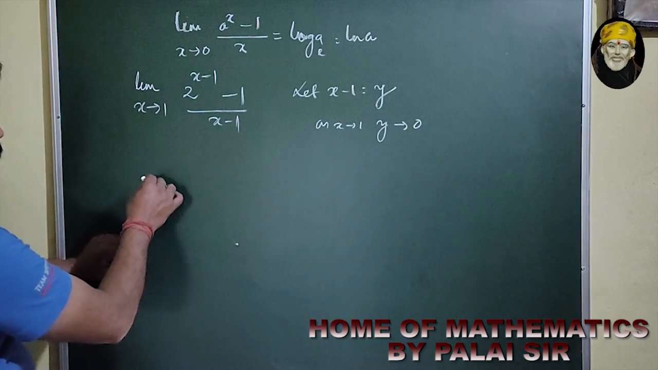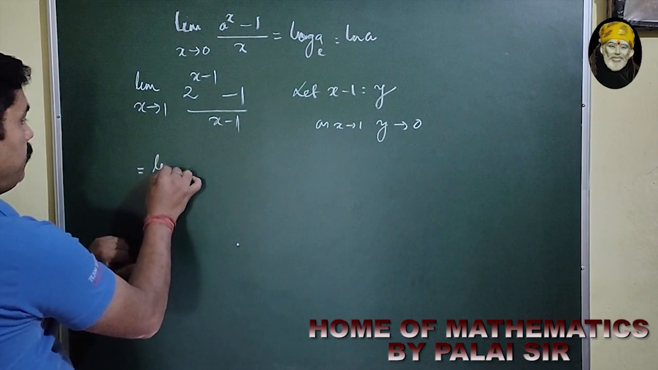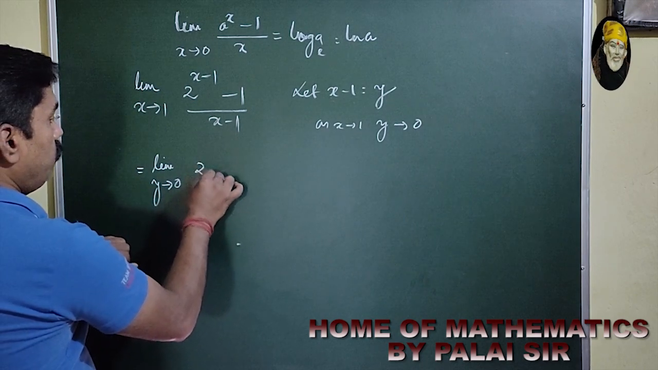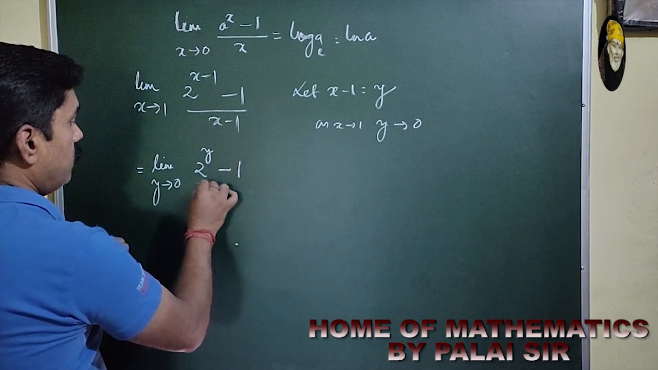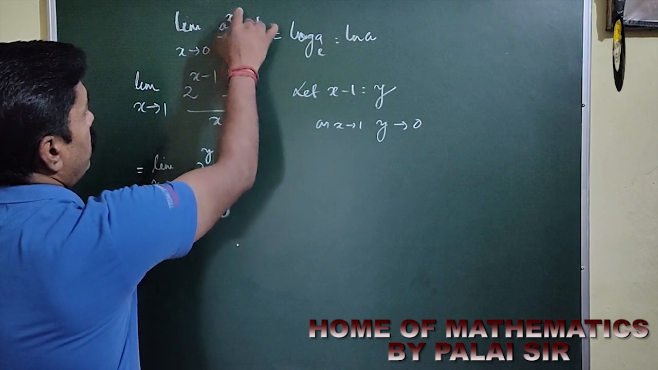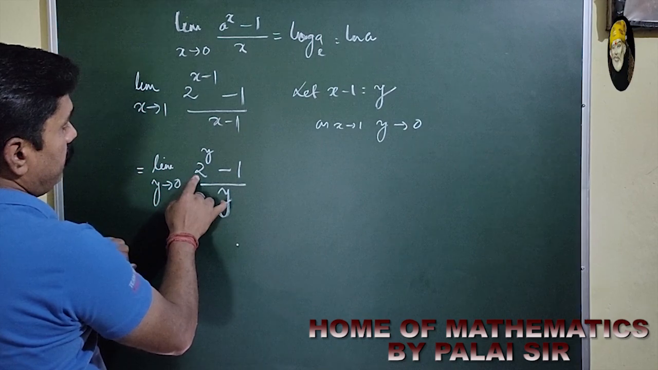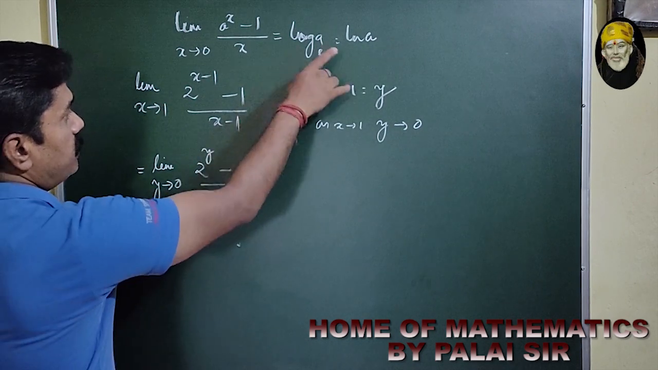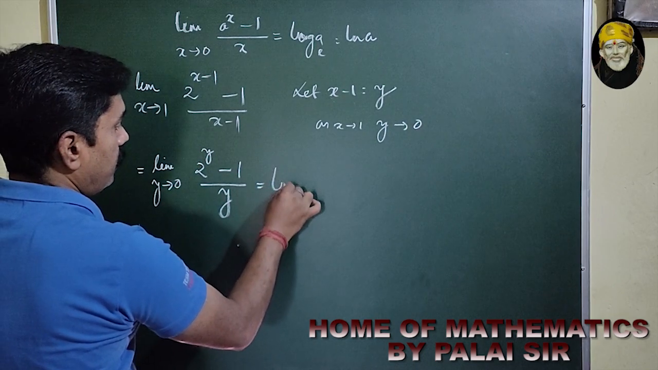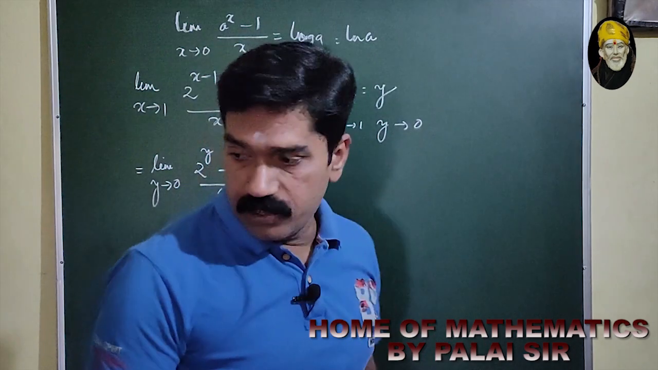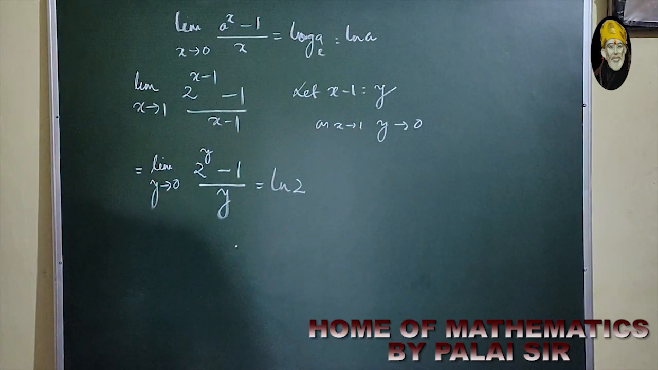So here you change the limit. This is limit y tends to 0, 2 to the power y minus 1 divided by y. Here you see this is in this form, a to the power x minus 1 by x, limit x tends to 0. What is its value? This will be what? Ln 2. Clear? So this is the application of this formula.